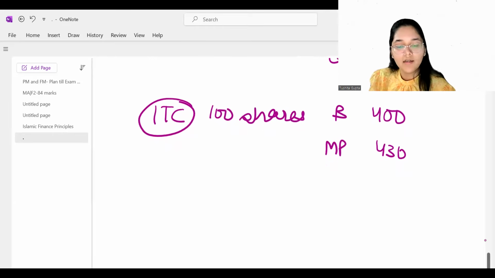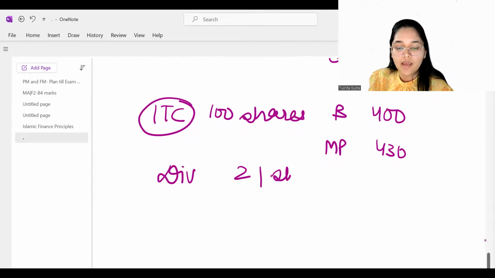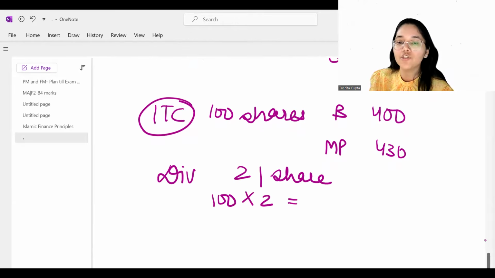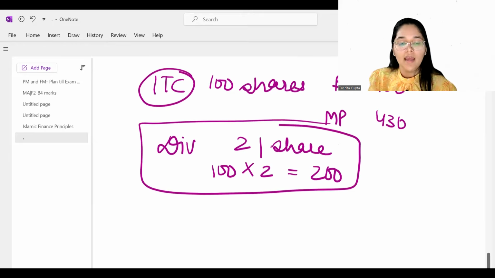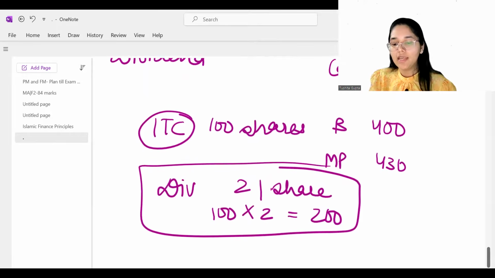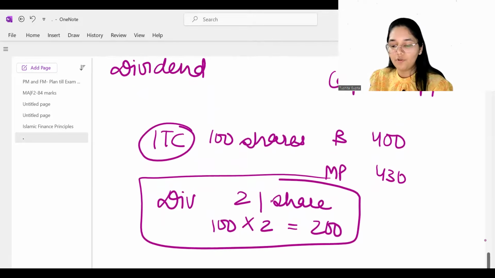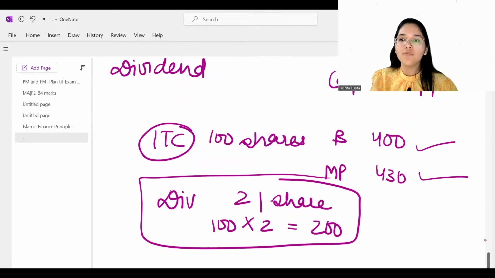Now during the year, the company also gave a dividend of 2 rupees per share. Because I have 100 shares, I got a total dividend of 100 multiplied by 2, which is 200 rupees. So this is the first return that I have gotten from my investment. And the second return is the fact that I got these shares for 400 rupees, and now these shares are trading at 430. So the difference between them is something which I have also gained. So this is also my return.